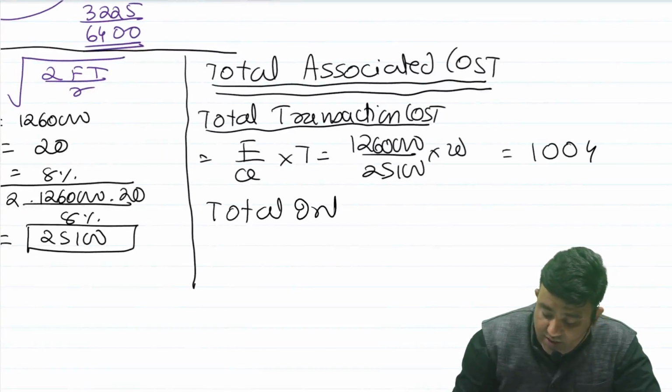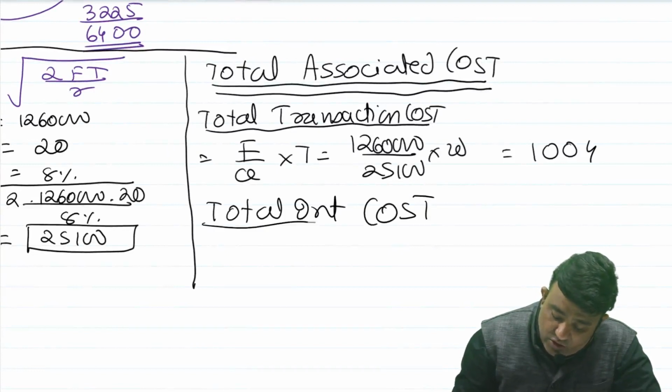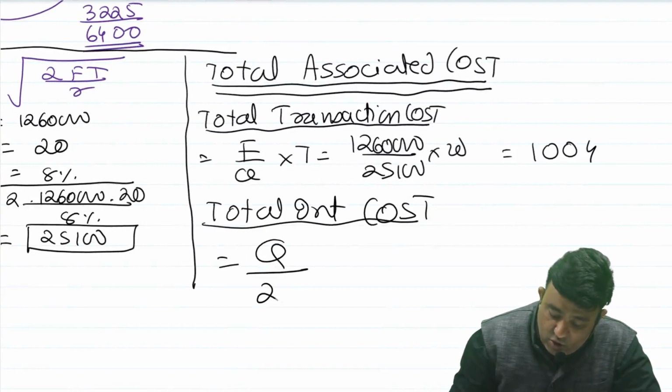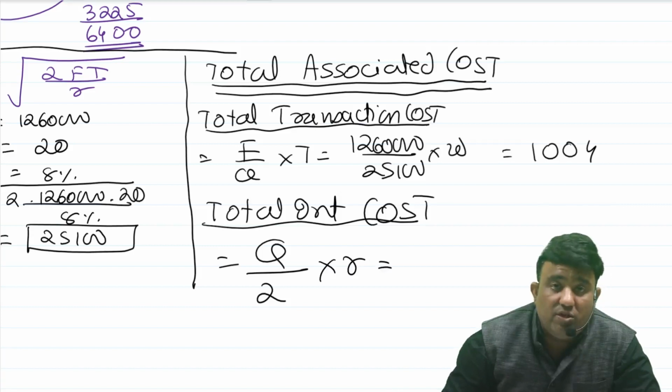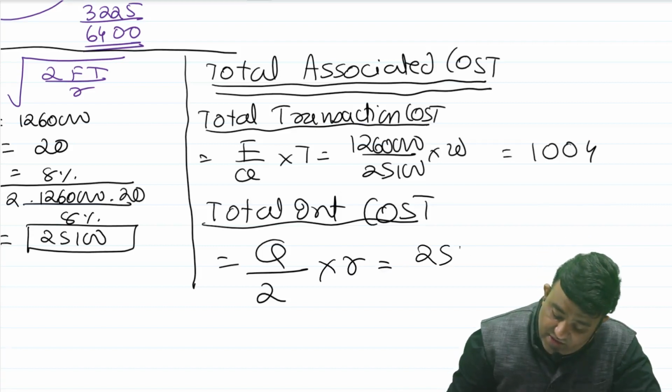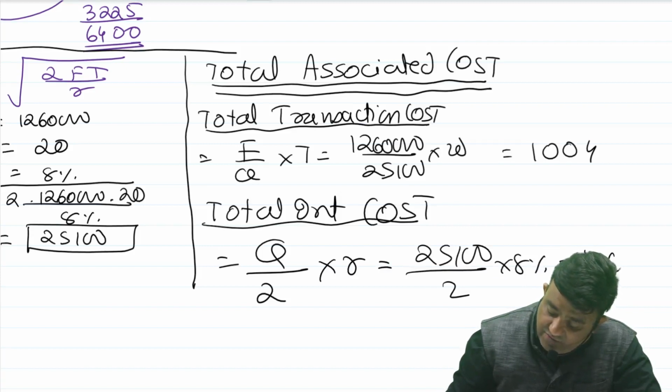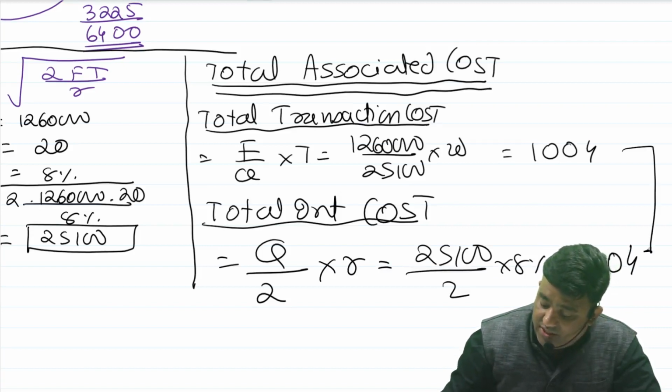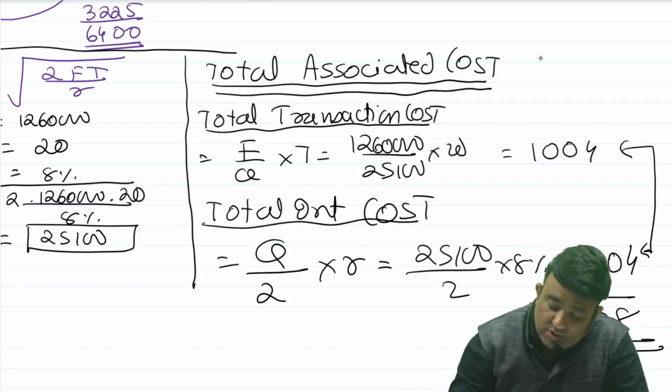In costing, there is total carrying cost. It's an average loss of interest on amount withdrawn. So I can say 25,100 divided by 2 into 8%. Confidently, this has to be 1,004. Remember the concept, they have to be equal, and as a total there will be minimum. So this is 2,008 rupees expenses. So this is total associated cost.